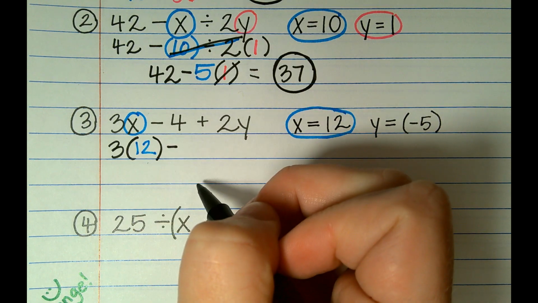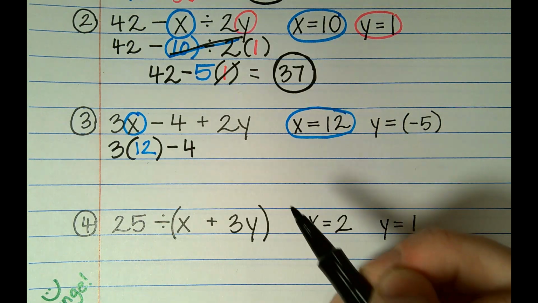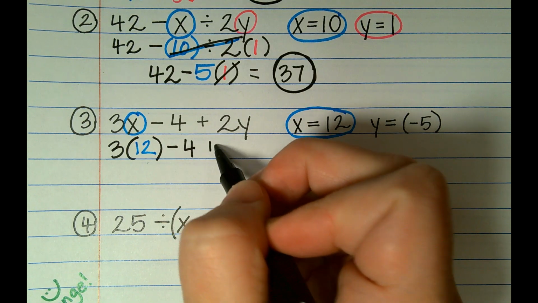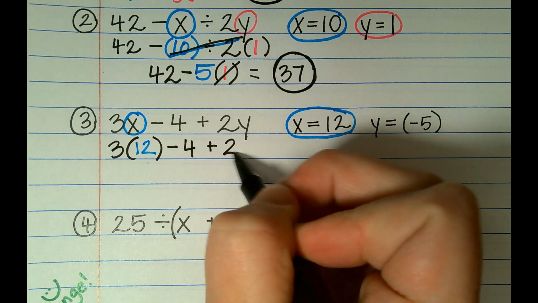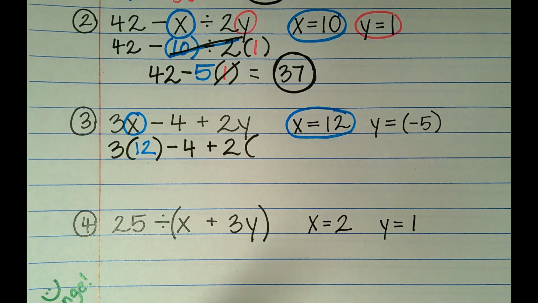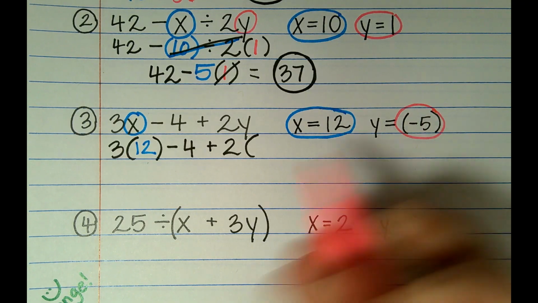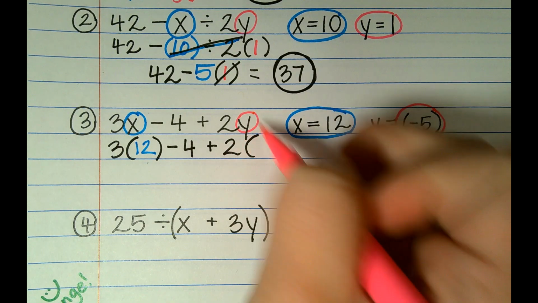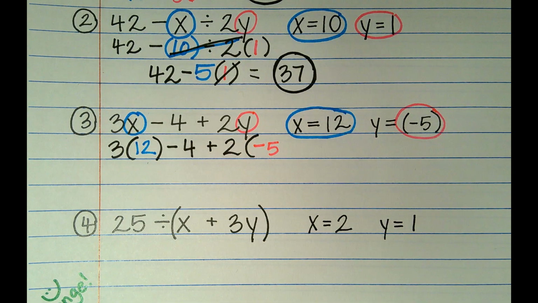Minus 4 plus 2 times 2 times, yep, my negative 5. That's my y. This one's tricky. I threw a negative in there. Okay, so we have a lot of different things going on.